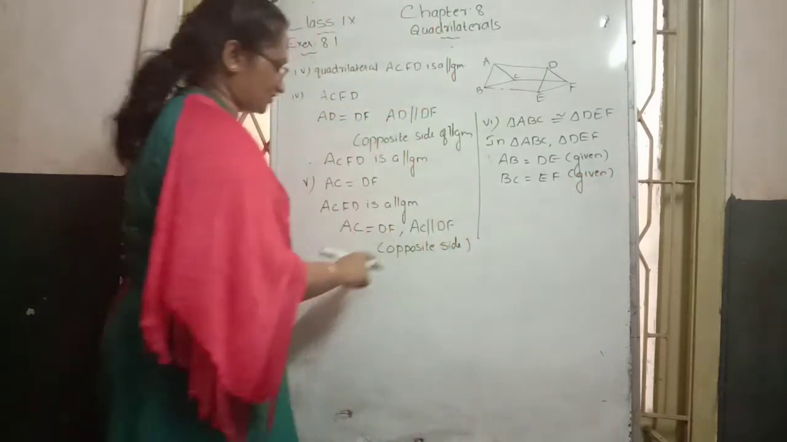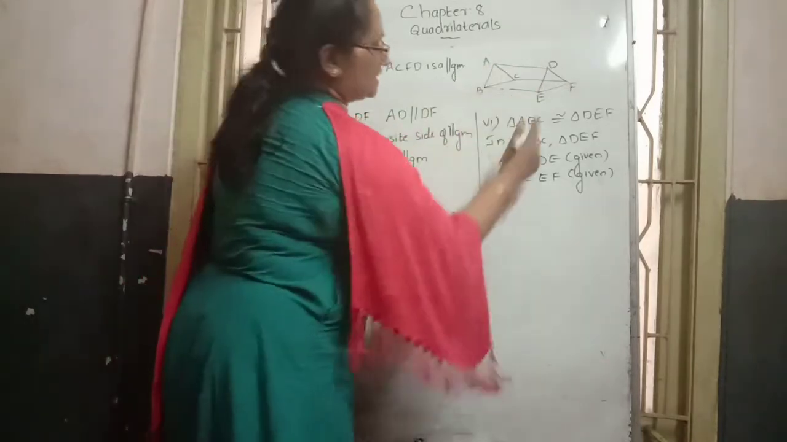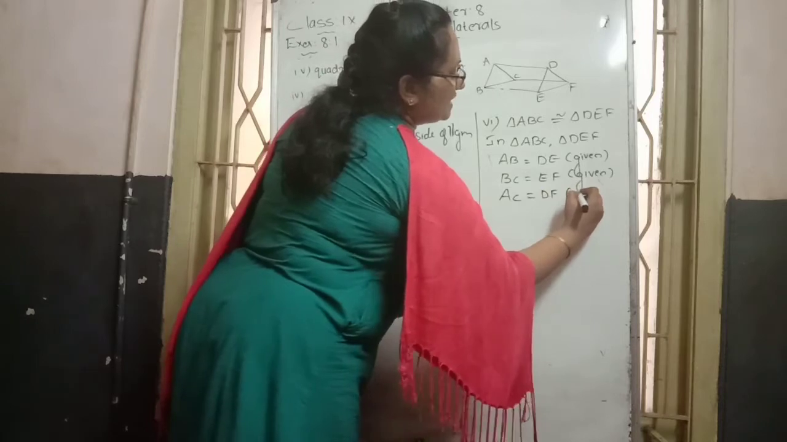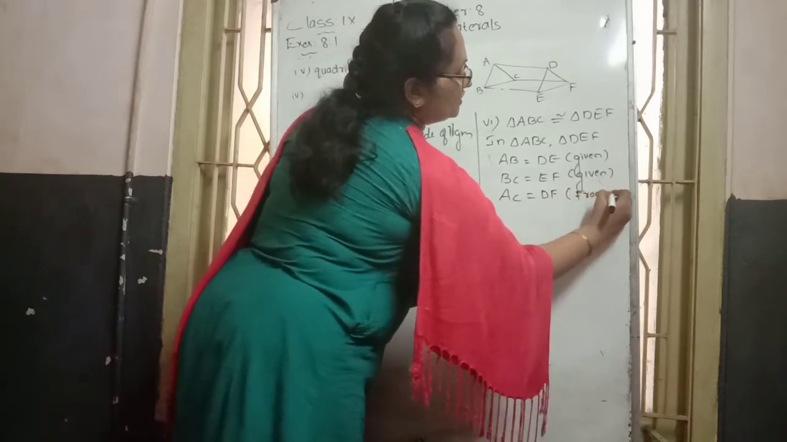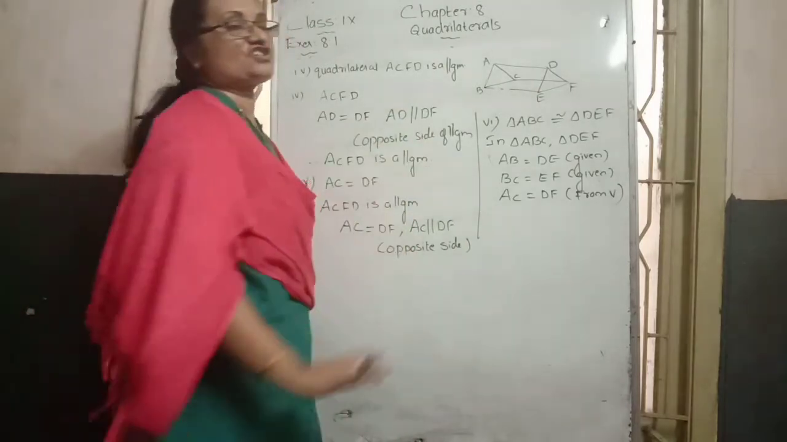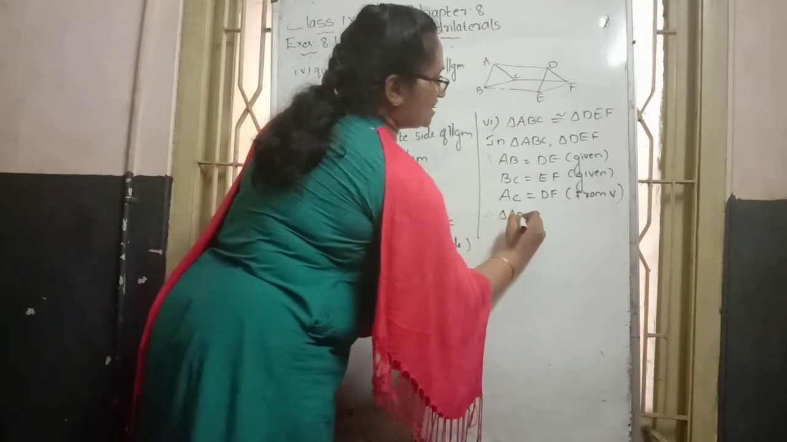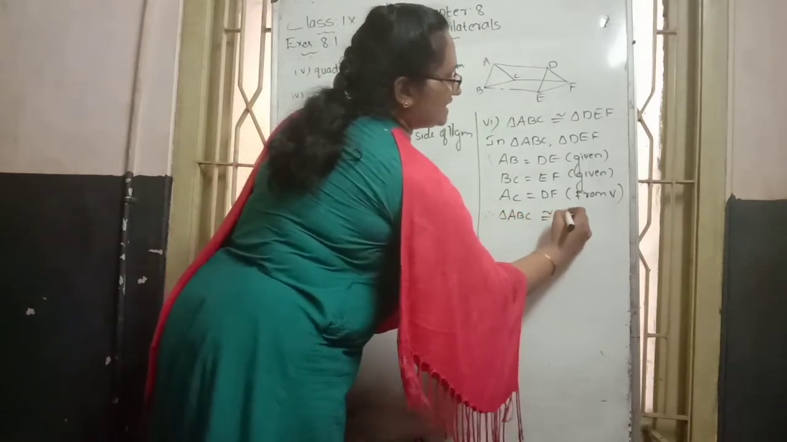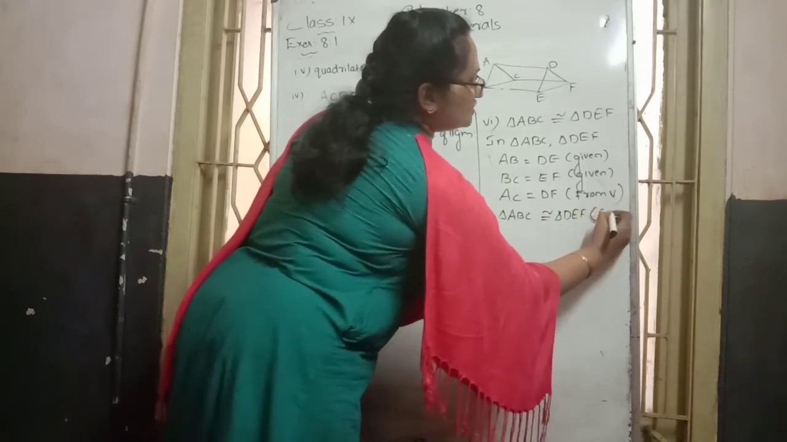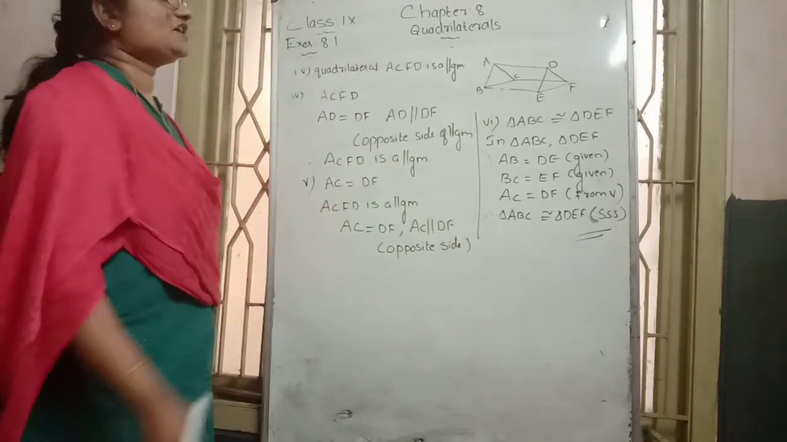Then by using the fifth case, we can say AC side is equal to DF side. So three conditions are satisfied. That's why we can say our required triangle ABC is congruent to triangle DEF by which property? SSS, all are sides. That's why it satisfies the SSS property. Hence we proved this one.